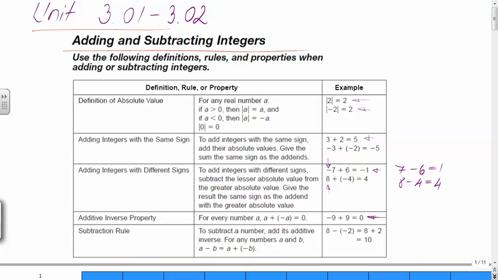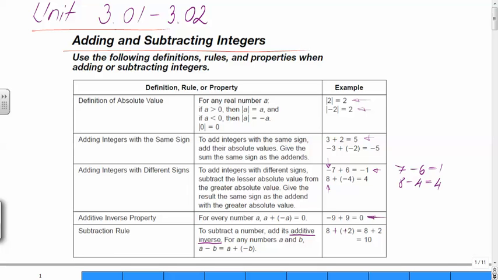Subtraction rule. Now when you subtract, you will add its additive inverse, and some of you will be having a headache right now because you will say, what is that additive inverse? Well, the additive inverse is its opposite, right? So in simpler words, when you subtract, you add the opposite of the number that gets subtracted. You're basically changing both signs, right?